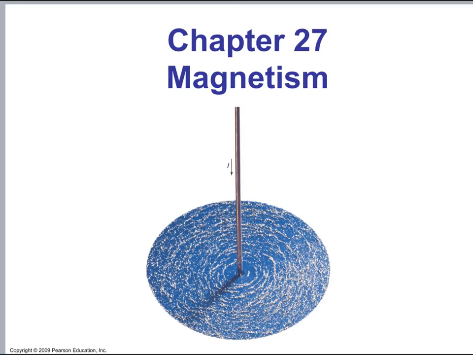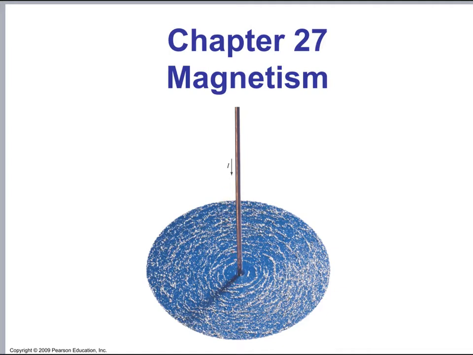Okay, the next topic that we're going to look at is magnetism. In this picture, you can actually see a demonstration of a magnetic field. What we have here is a current carrying wire, and the current I is going downward in the page.